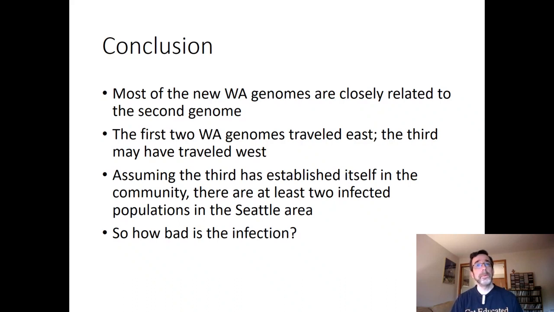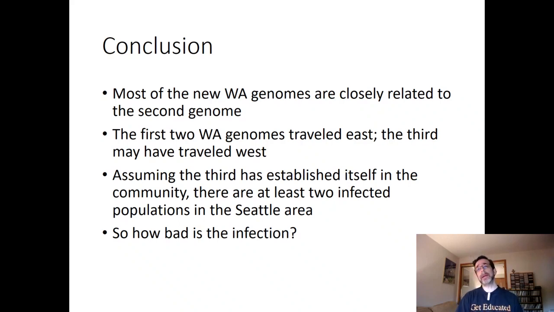Most of these new ones are related to the second genome, so it looks like that test was very reliable. No sequencing errors or things like that that are significant. And then we have 2 genomes, one traveled east, one traveled west. That means that there are 2 infected populations, and it's a total guess as to whether the European one has a couple hundred people infected or maybe just a couple dozen. But it's definitely more, and it's almost certainly spreading from person to person.